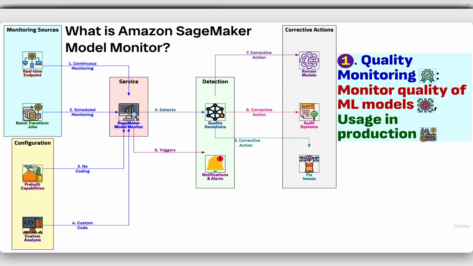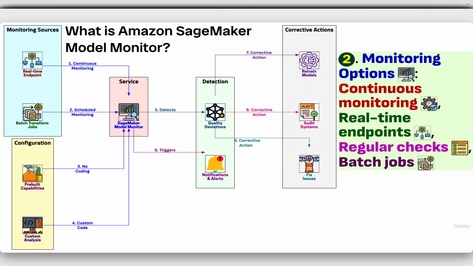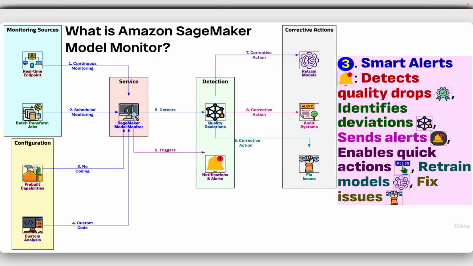Amazon SageMaker Model Monitor helps you keep an eye on the quality of your Amazon SageMaker AI machine learning models while they are actually being used in production. You can set it up to watch your models in different ways, such as monitoring continuously with real time endpoints, running regular checks on batch jobs. If the quality of a model drops or changes, it can change or deviate. The system sends you an alert so you can take action quickly, like retraining the model or fixing issues without having to check everything manually.